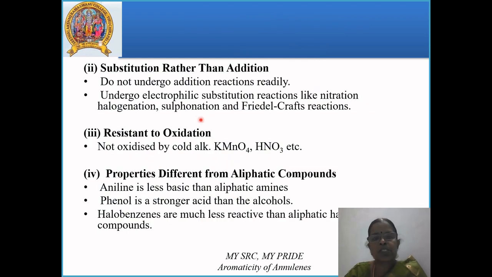Aromatic compounds undergo substitution reactions even though they contain pi bonds. Aliphatic compounds containing pi bonds readily undergo addition, whereas aromatic compounds undergo electrophilic substitution. Similarly, aromatic compounds are resistant to oxidation, whereas aliphatic compounds are easily oxidized by Baeyer's reagent, nitric acid, etc.